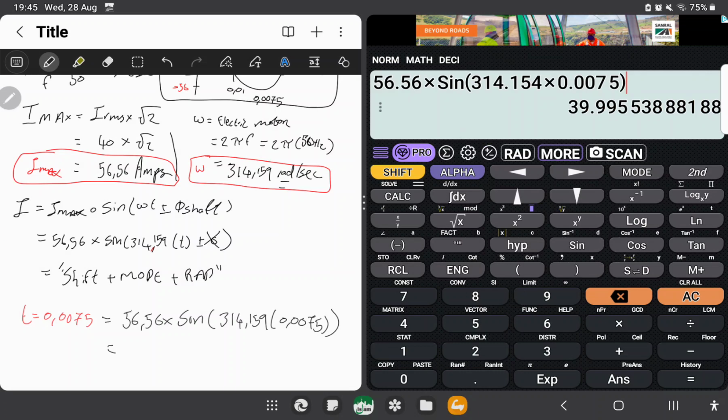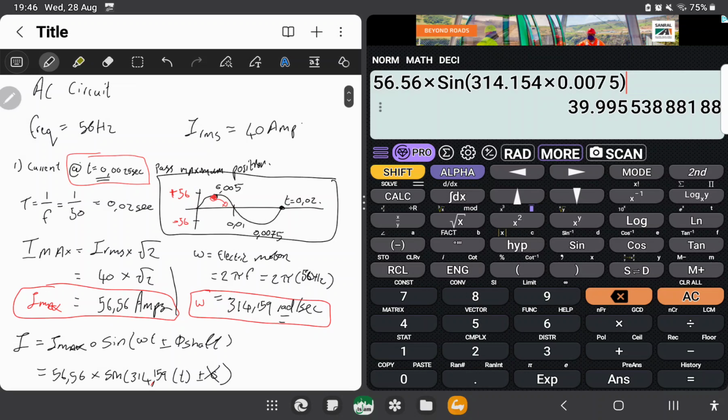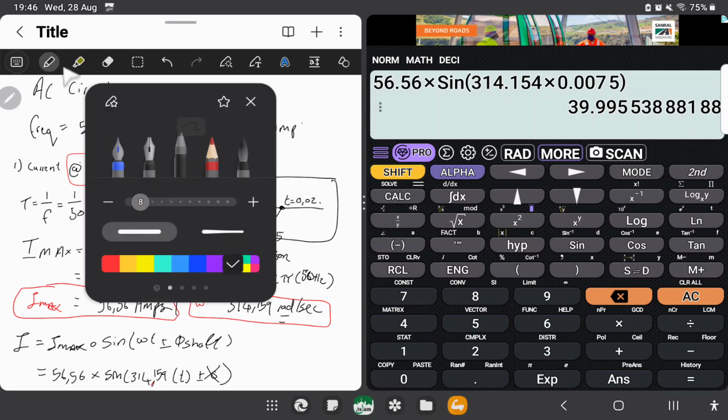So as we put all those values in, it's 56.56 multiplied by sine 1314157. So we see we get an answer of 40 amps, or 39.995 amps. And we can confirm that with the graph.